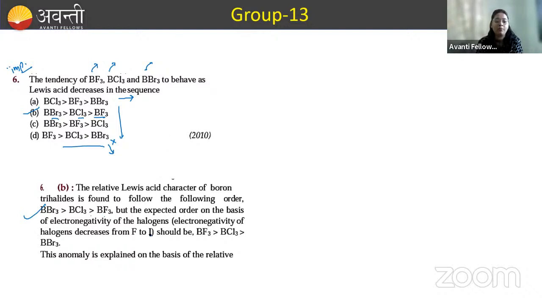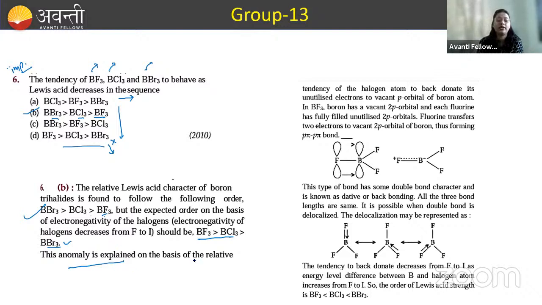So here the order will be this, in this way, but the expected order on the basis of electronegativity of halogen should be like this way, like Ayushi, like you have explained or you have told me right now. ये होनी चाहिए order, लेकिन वैसे नहीं है. Why? Because it is showing anomalous behavior. What is happening? It is showing the anomalous behavior on the basis of the relative tendency of halogen atom to back donate its unutilized electron to the vacant p orbital of boron atom.